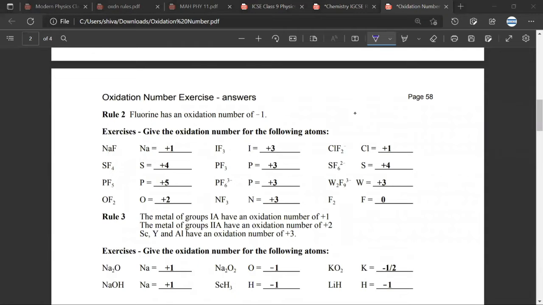Okay. Now that is why I was telling you that this PDF is very good for practice. For example, we look at rule number 2, fluorine always will have an oxidation number of -1. This is fixed. This will never change. Is it making sense? Yes, sir. Now I'll take a few of the examples to illustrate how the calculations are done.